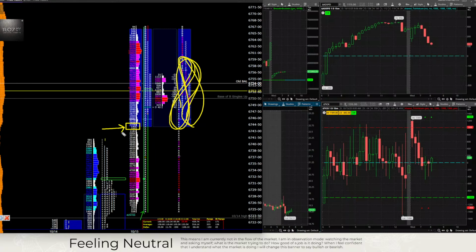Do not lose track of 44. Do not lose track of that low volume node, because that is a magnet right now for price.